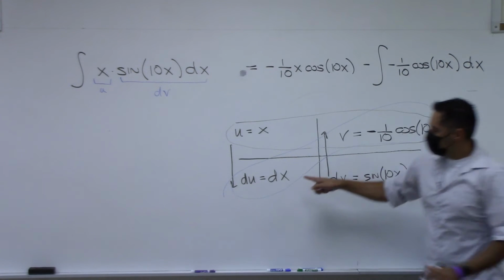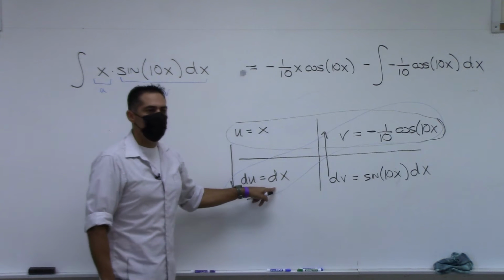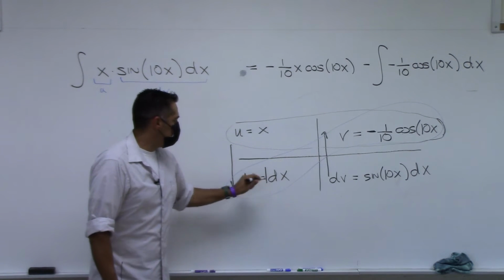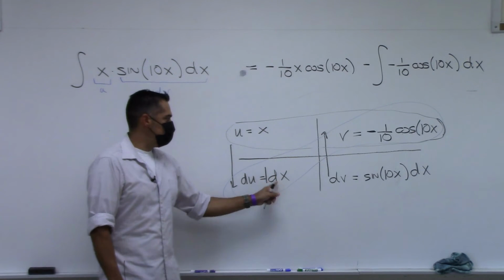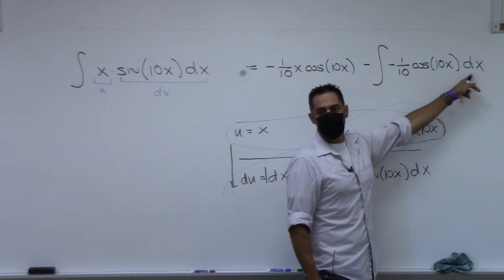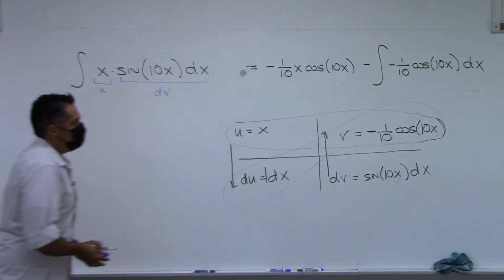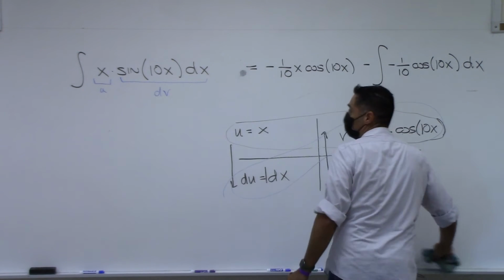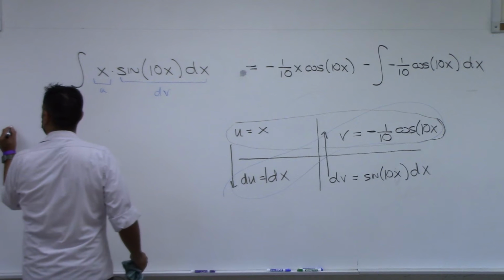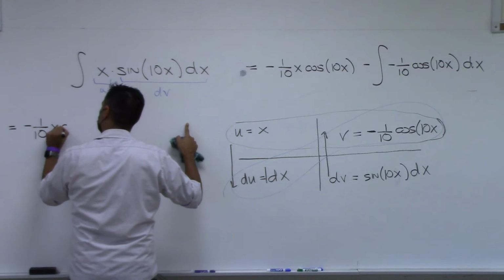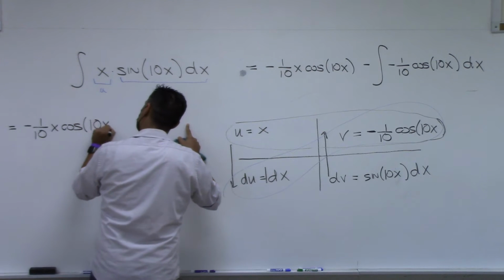Now, do y'all see right here when I took the derivative of x, I didn't put 1? I put dx. You could put 1 dx, but you need to have the dx because when you do this multiplication, you need the dx to appear in the integral. Okay, we good? Now we look at that new integral and see, can we handle that integral? Let's see. Rewrite it again, negative 1/10 x cosine 10x.